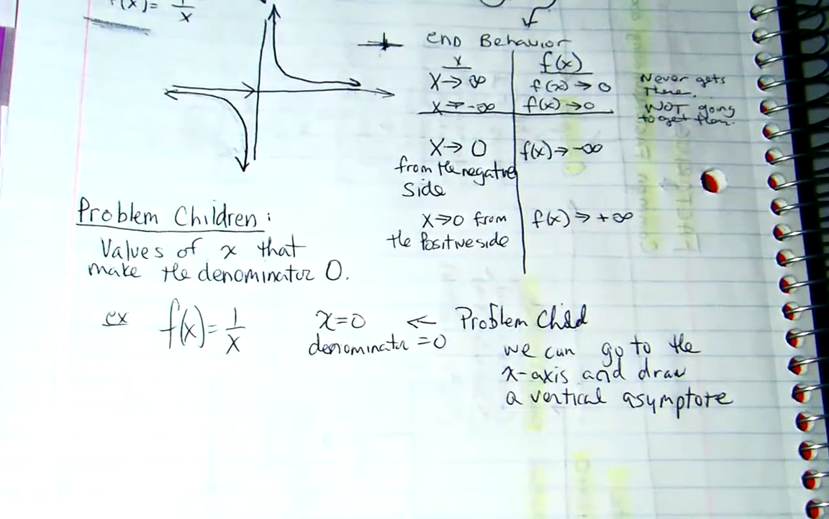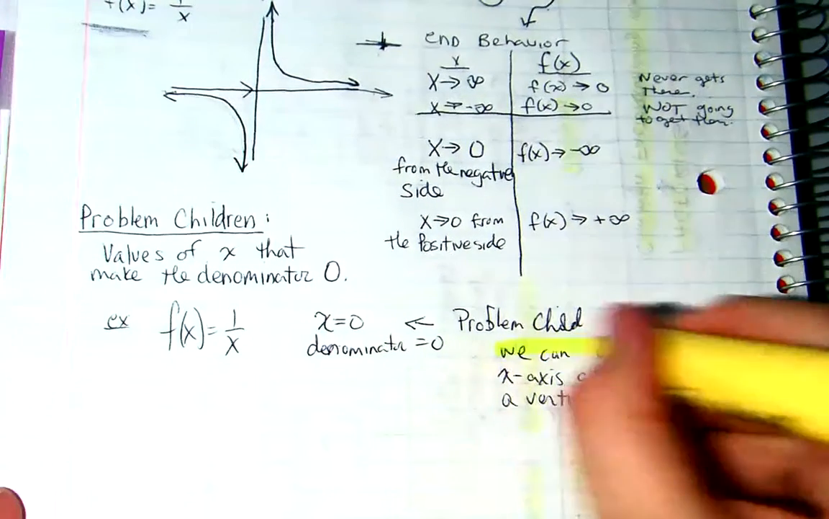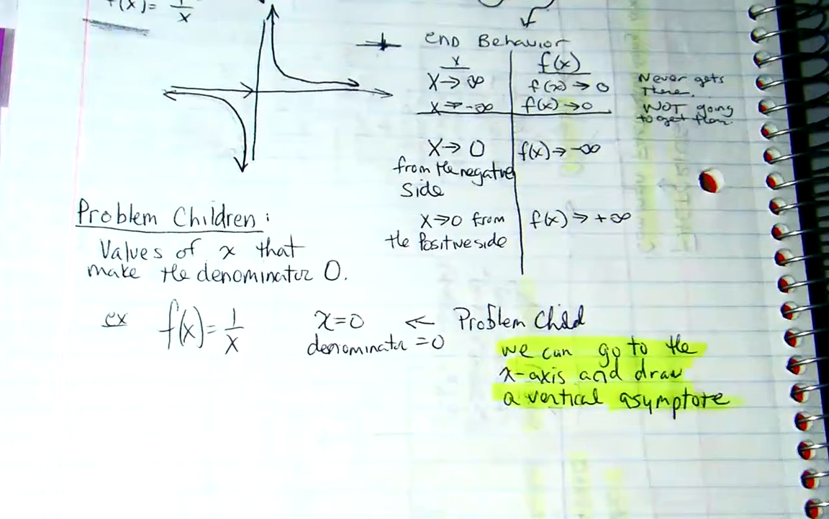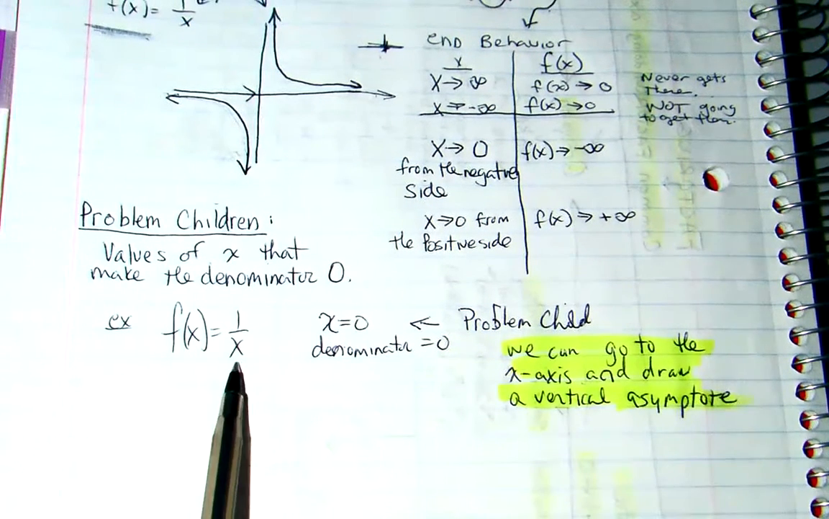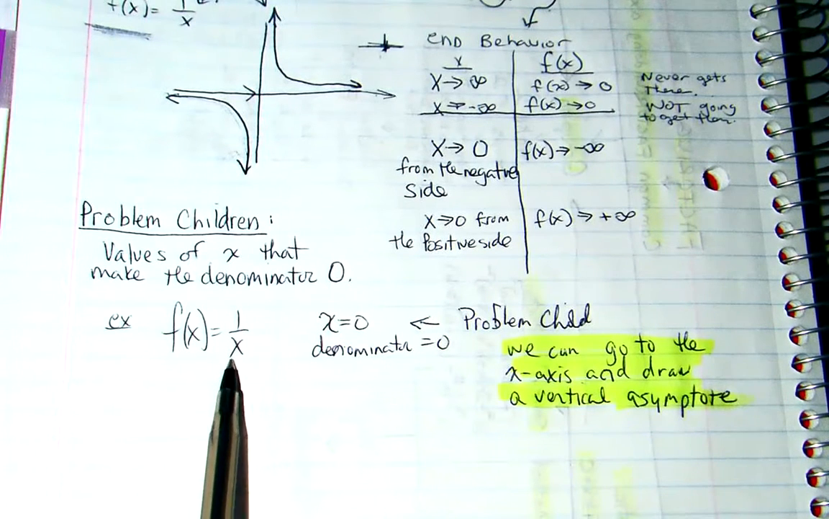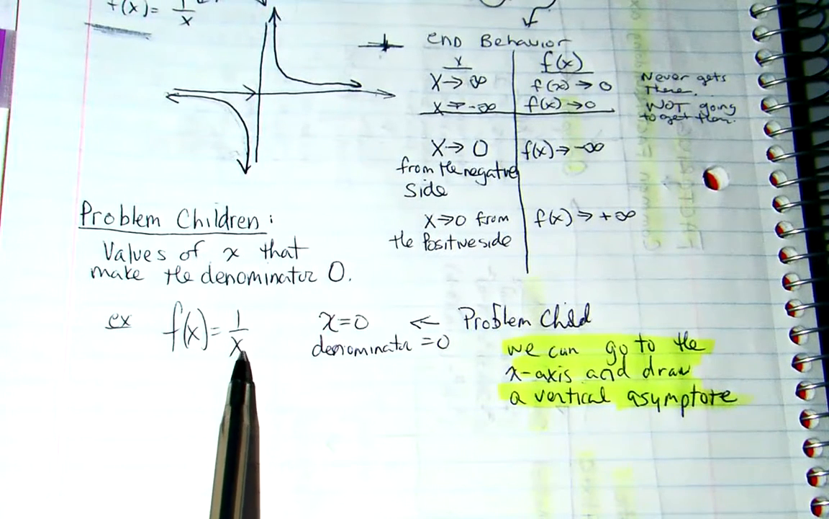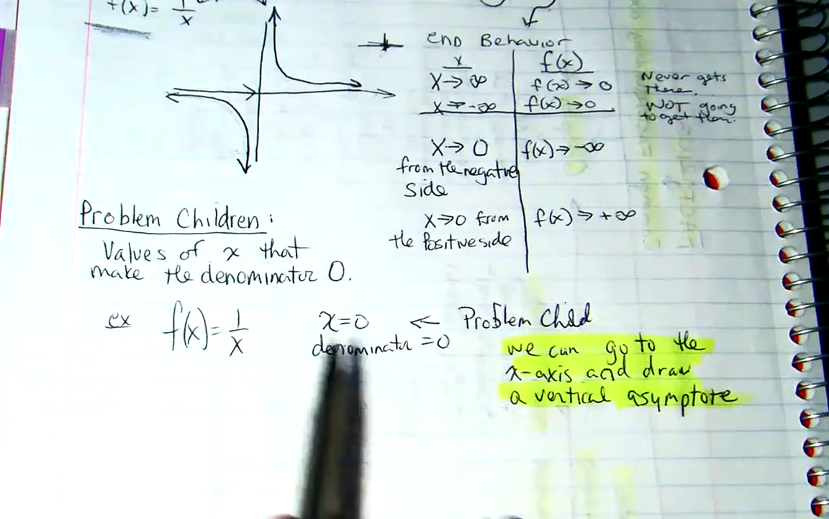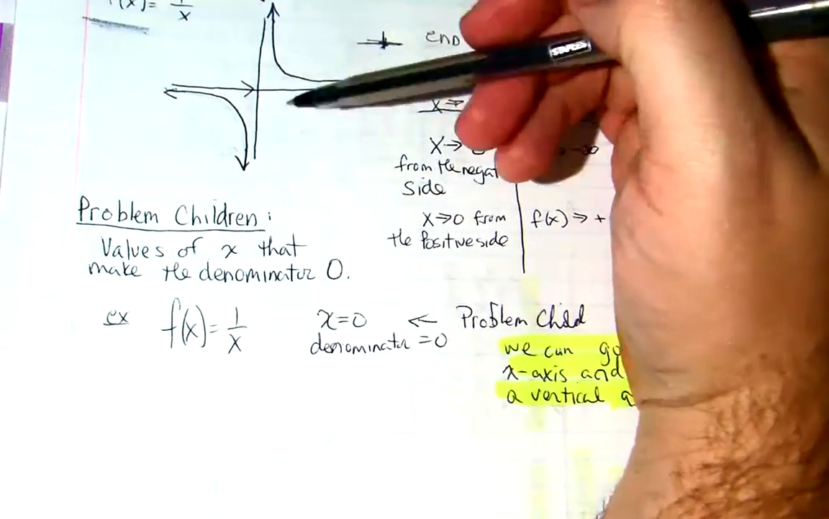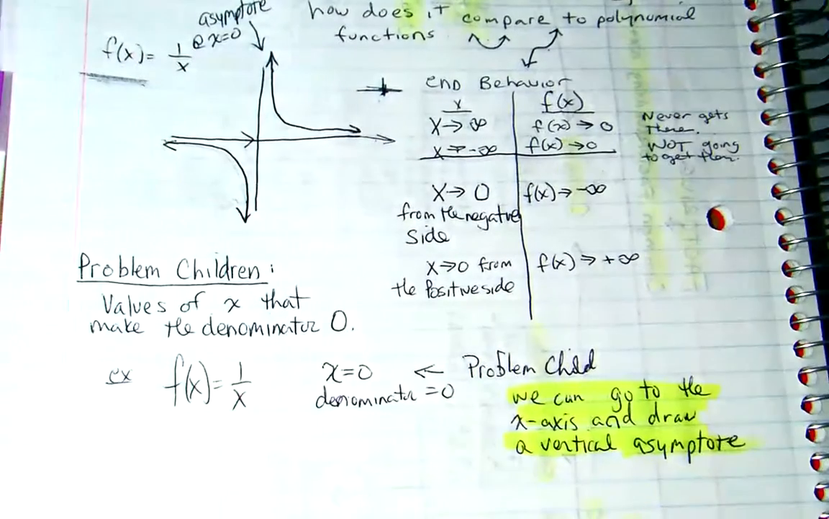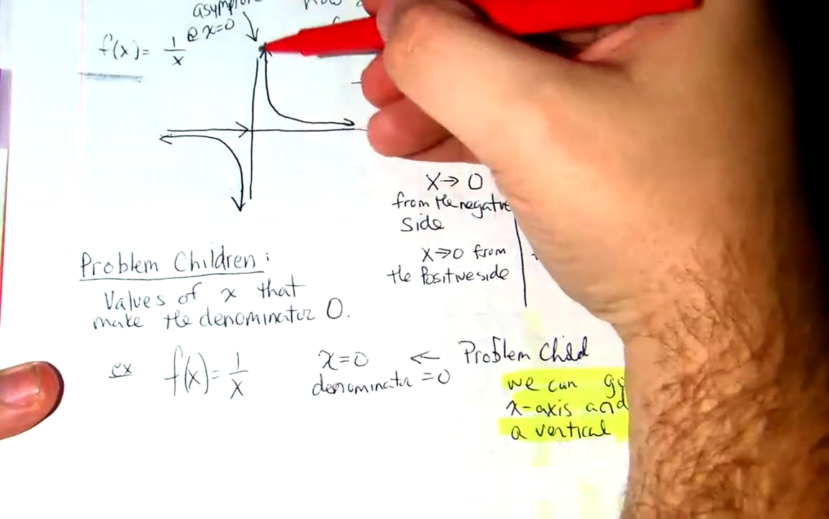And the cool thing is, as soon as you find that problem child, you can go right to the x-axis and draw a vertical asymptote. Because if x makes the bottom 0, can I divide by 0? No, it would screw up the entire function, wouldn't it? We kick out the values that screw up the function and we don't use them. So if I know x equals 0 is bad, I kick it out and I draw my asymptote right there. In the original graph, here's my vertical asymptote.